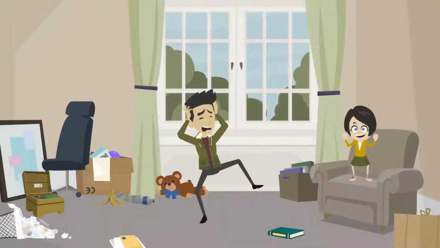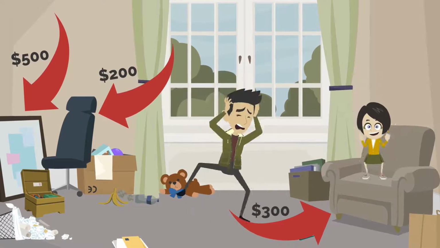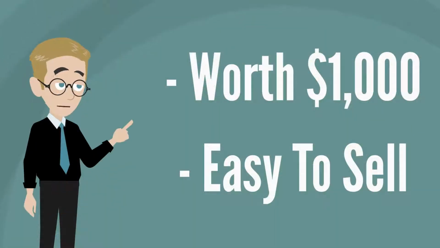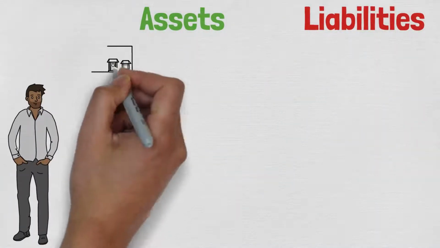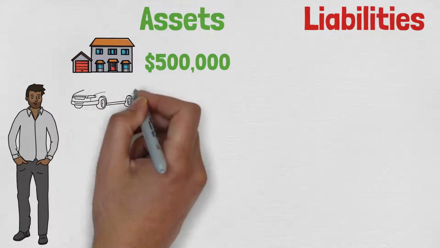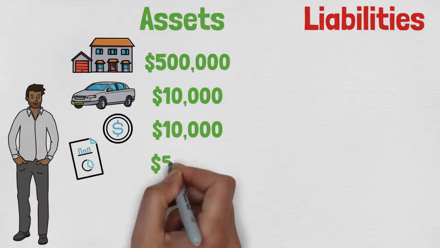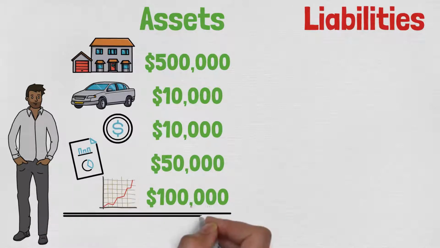It also takes way too long to calculate all the items your household has, so instead of calculating every object you have in your house, calculate only the ones that are worth over $1,000 and can be sold in the future. For example, John recently bought a house that was worth $500,000. He drives a car that is worth $10,000, has invested $10,000 in cryptos, $50,000 in stocks, and $100,000 in index funds. This means that his total assets are worth $670,000.